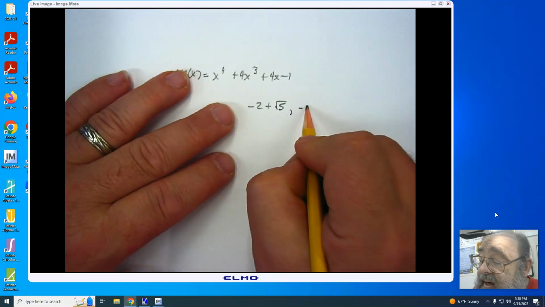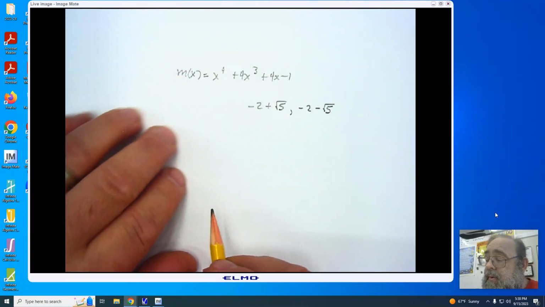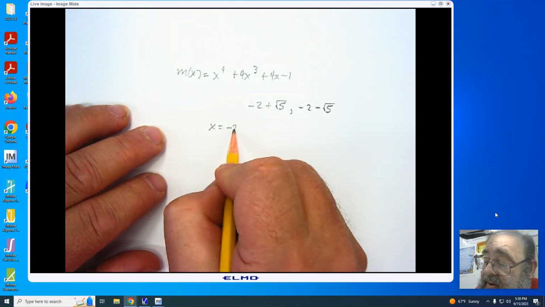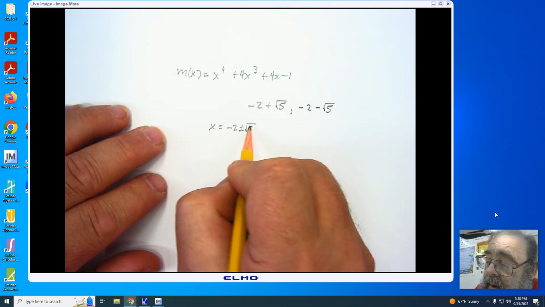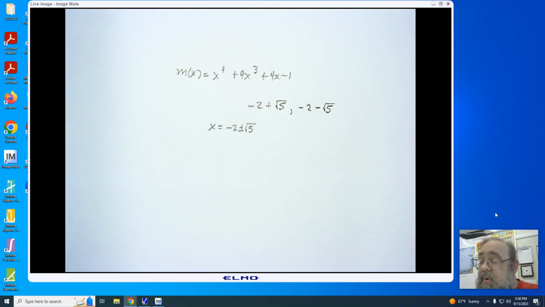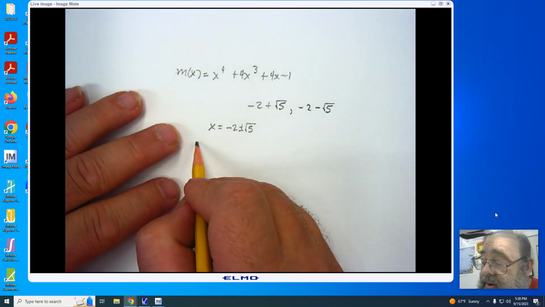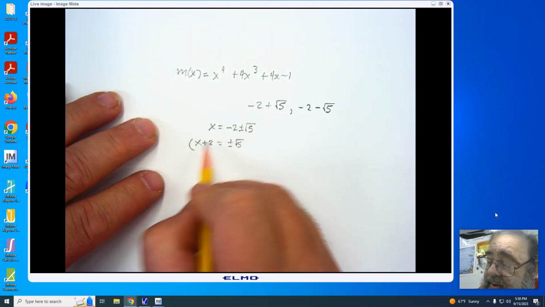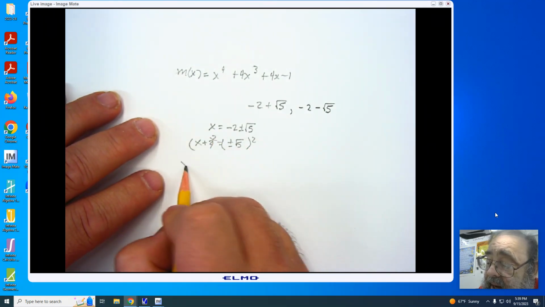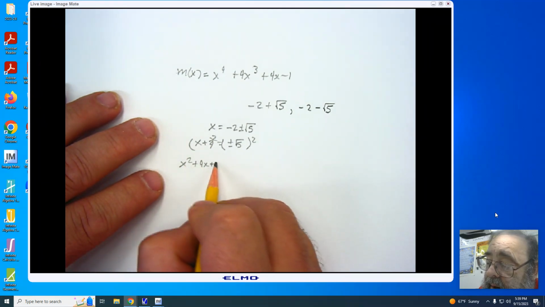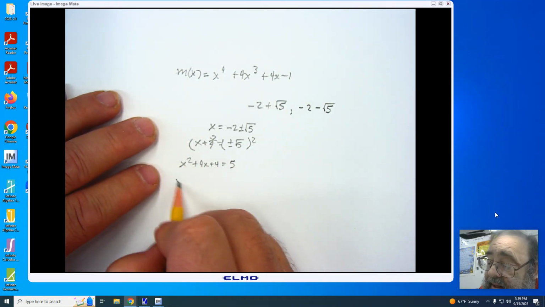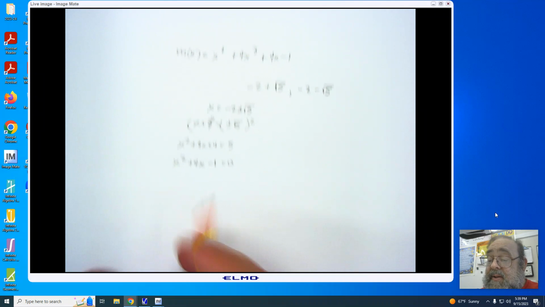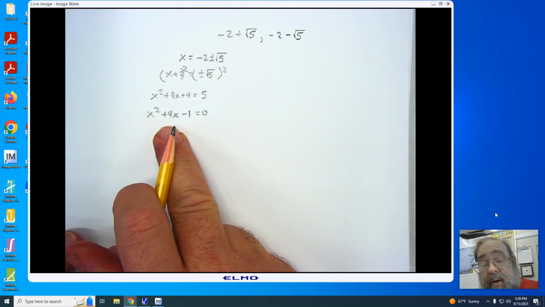That means that negative 2 minus root 5 is also a root. We're now going to go ahead and find the polynomial, the depressed equation that gave us those two roots. Notice I used negative 2 plus or minus root 5. I moved the negative 2 over, so it's x plus 2 equals plus or minus root 5, and I square both sides. This is giving me x squared plus 4x plus 4, and it equals 5. Subtracting gives me x squared plus 4x minus 1 equals 0. This is now the depressed equation I'm going to use in the long division.